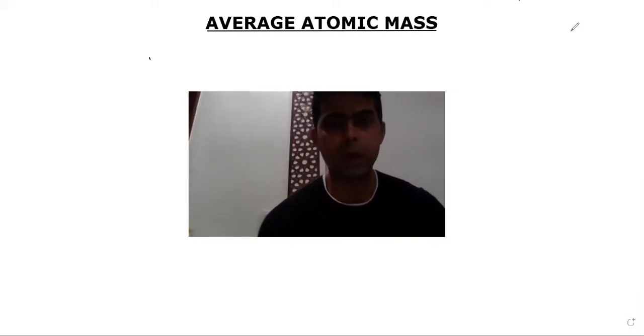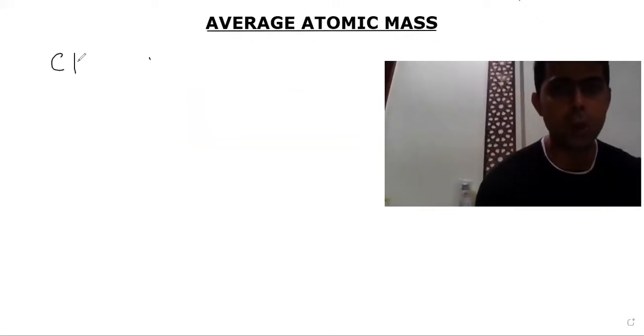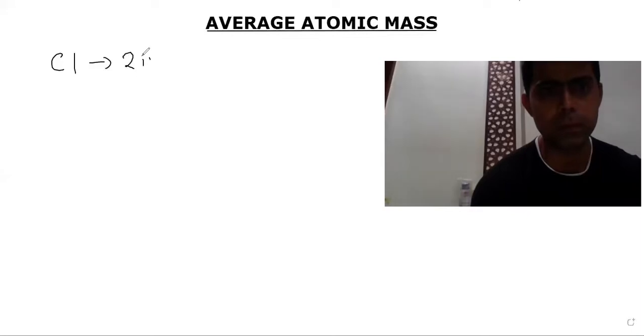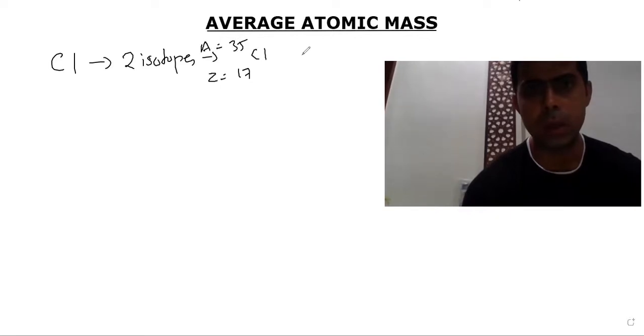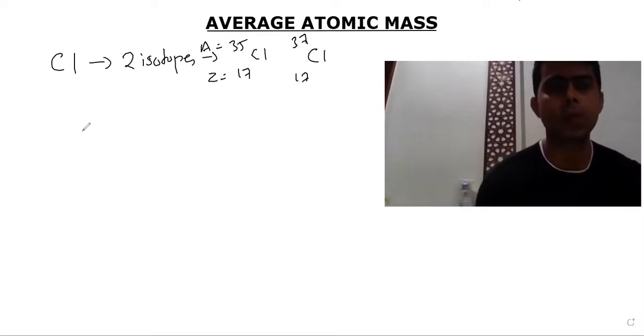So let's try to understand. Let's take an example and understand. For example, we talk about chlorine. In nature, there are two isotopes of chlorine. One will be 17Cl35. This is the atomic number, and this is nothing but the mass number. And second is 17Cl37.